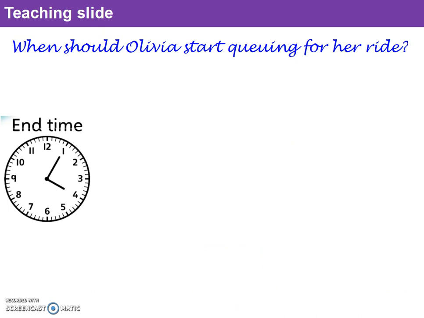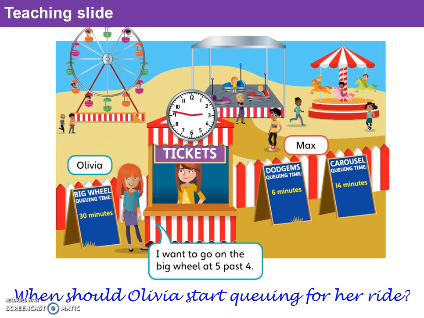And the reason for that is because I'm actually starting with my end time. I know that Olivia is telling me she wants to be on the big wheel at 4:05. So that's the time I'm going to start with. And what I'm now going to do is start taking things away. If we look, firstly, we can see that the big wheel has a queuing time of 30 minutes. So we know that Olivia wants to be on at 4:05, but she's going to have to start queuing 30 minutes earlier. So we're going to have to subtract 30 minutes from 4:05.